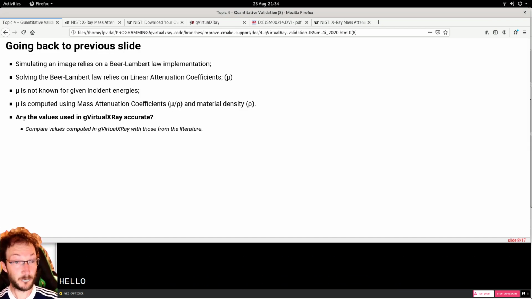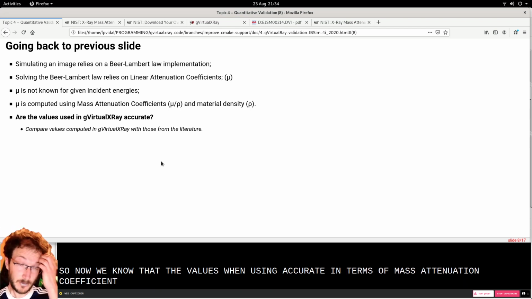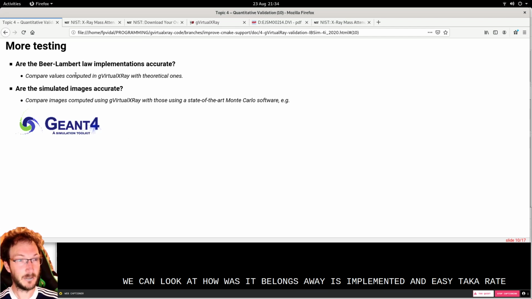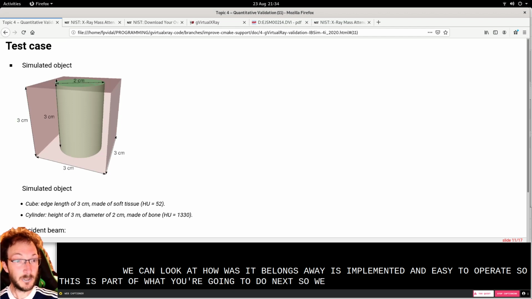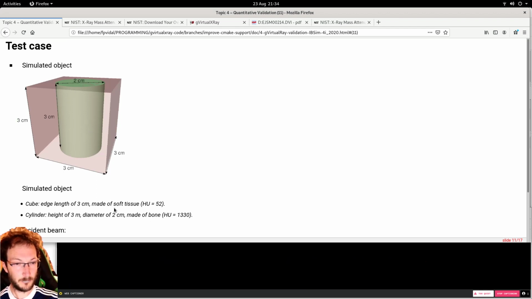So now we know that the values we're using are accurate in terms of mass attenuation coefficient. We can look at how the Beer-Lambert law is implemented and whether it is accurate. So this is part of what we're going to do next. We simulate a cube of water inside a cylinder of water. Actually, this is a cube of soft tissue.